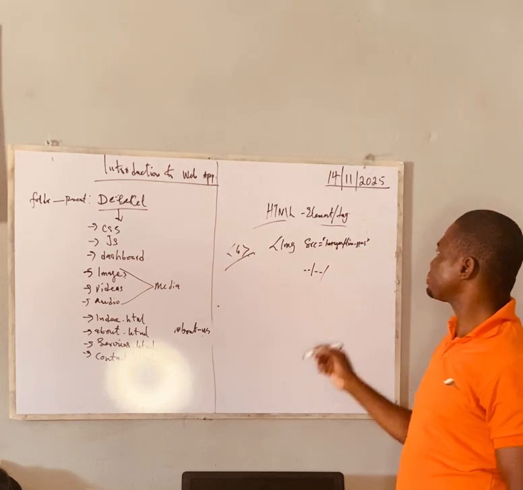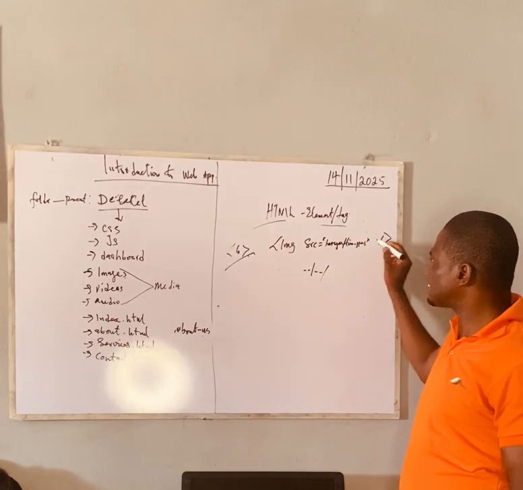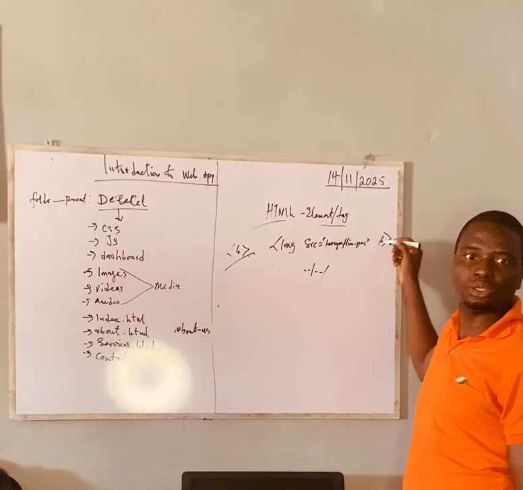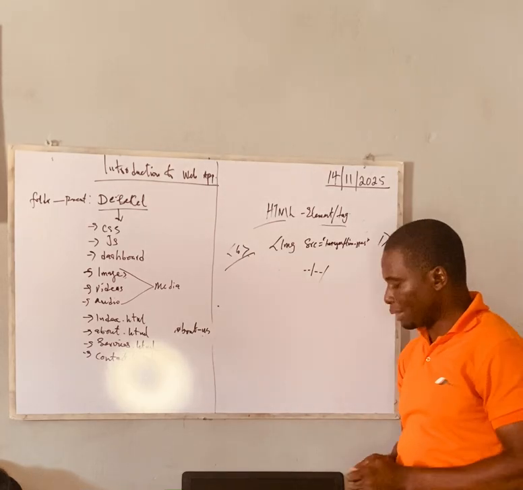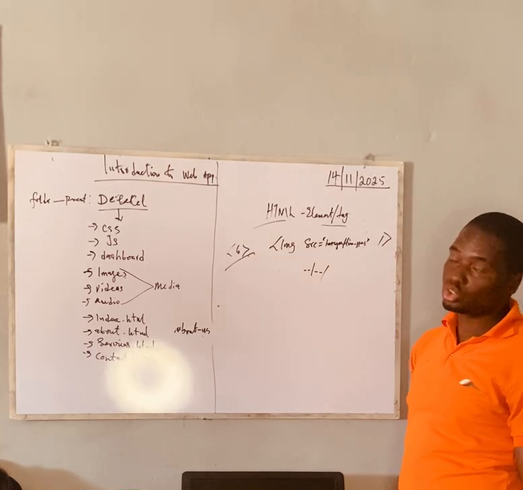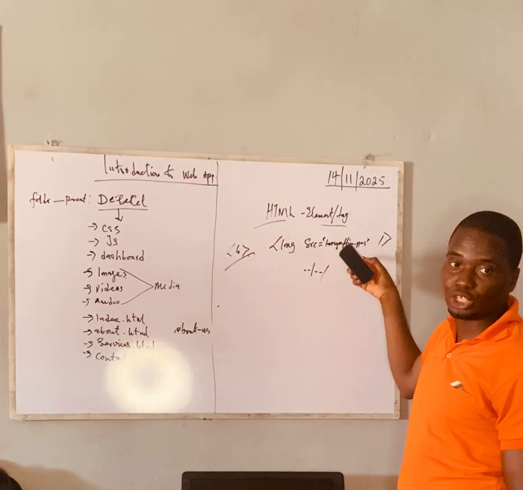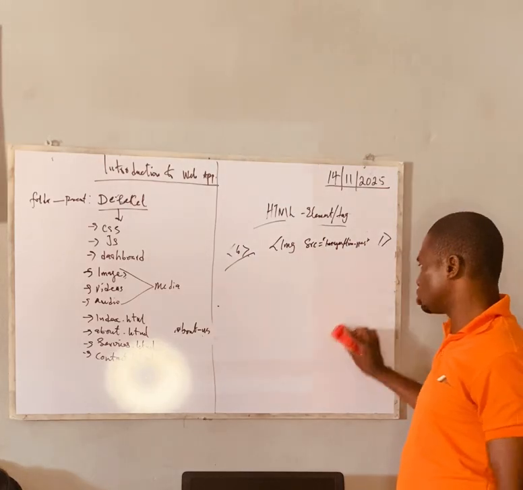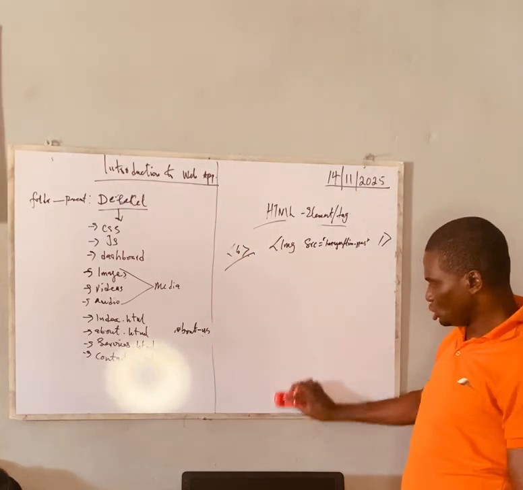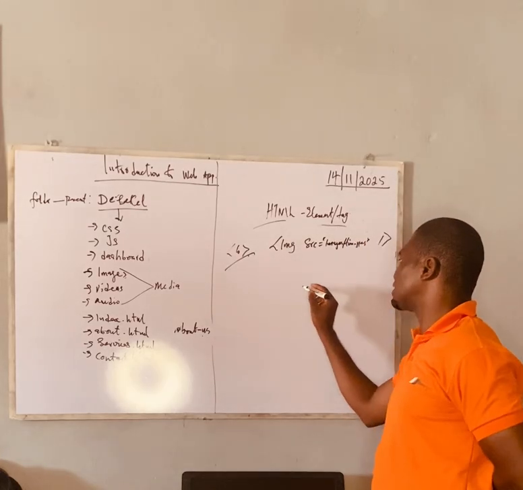Are we together? Good. Before now, we could go straight and say height and width, but it's no more applicable in HTML5. So you use your style sheet to determine the height of the image. Are we together? Good. So ask questions. If you don't have questions, you have an assignment.